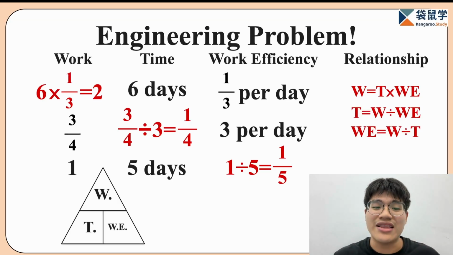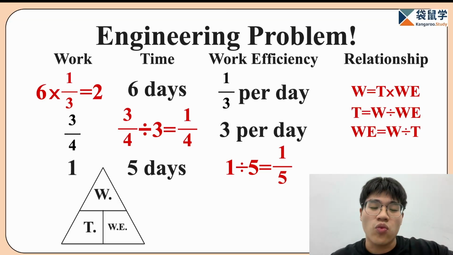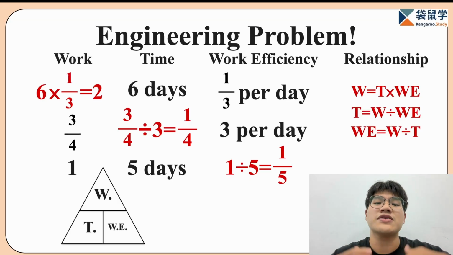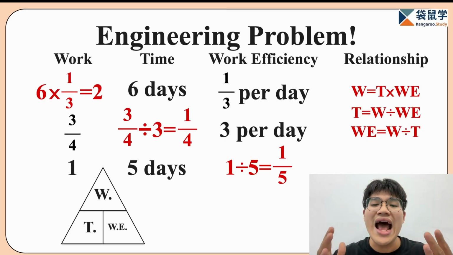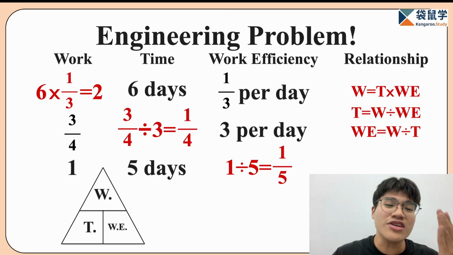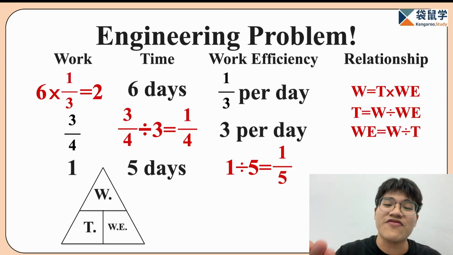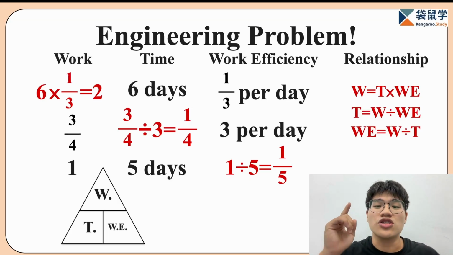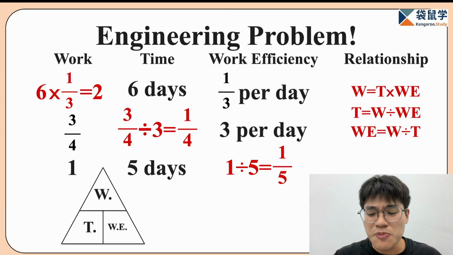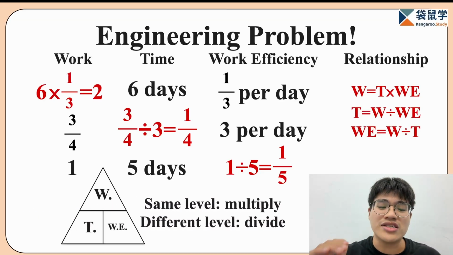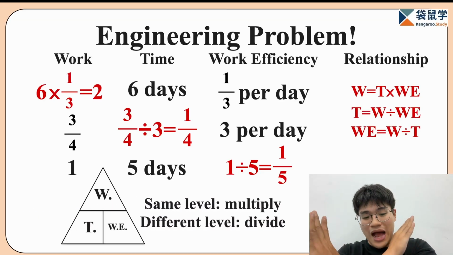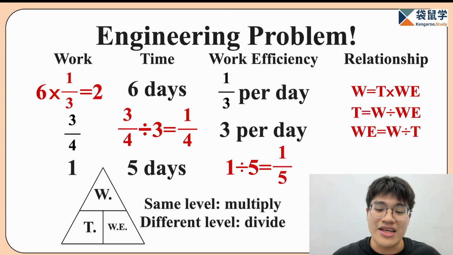If I want to get the work, I cover up the work and I use time times work efficiency, and I can have the work. If I want to get the time, I cover up the time and I can use work divided by work efficiency to get the time. So in this pyramid, if the values are on the same level, we multiply them. If they are not on the same level, we use division here.